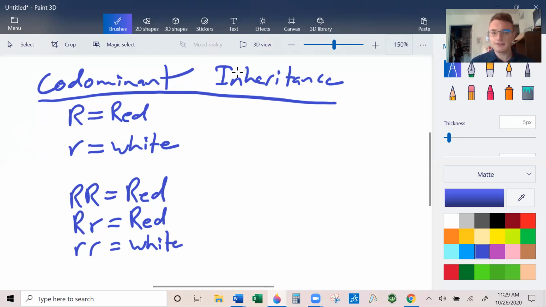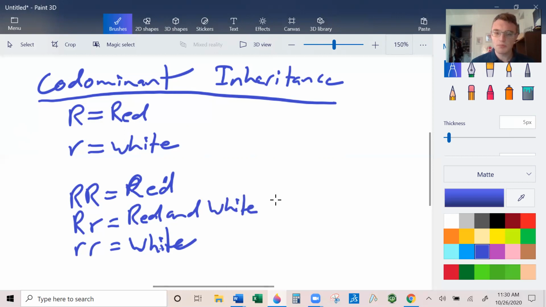But codominant inheritance is going to kind of change up how this works. Instead of being big R, little r, because like I said at the beginning there, codominant has something to do with altering what big R, little r means. If I'm big R, little r in a codominant inheritance situation, it won't be a red flower. Instead, I'm going to be a red and white spotted flower.